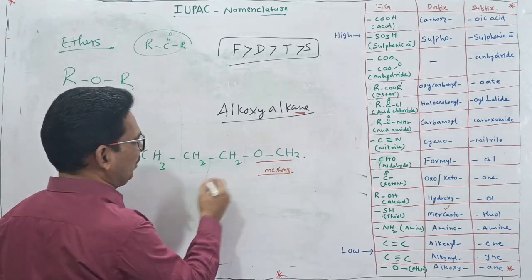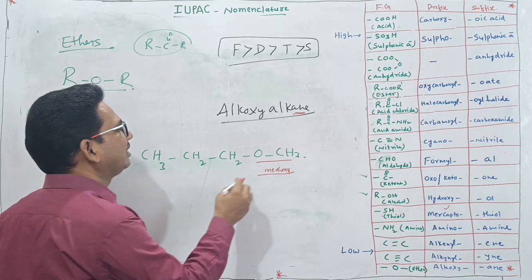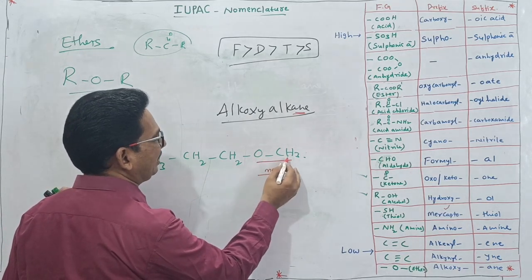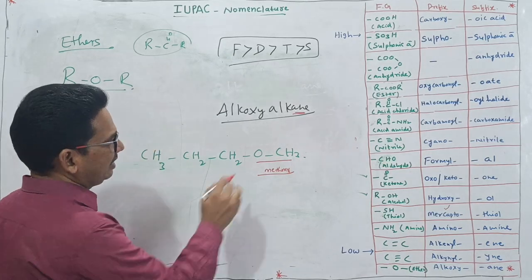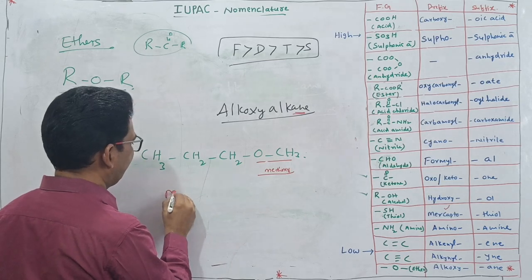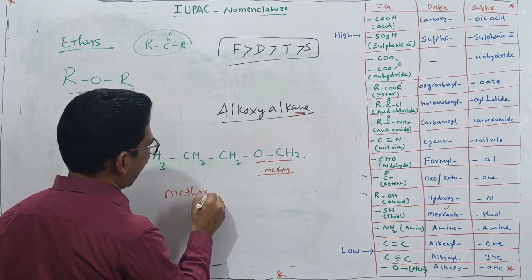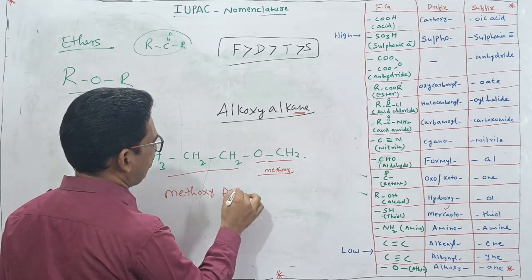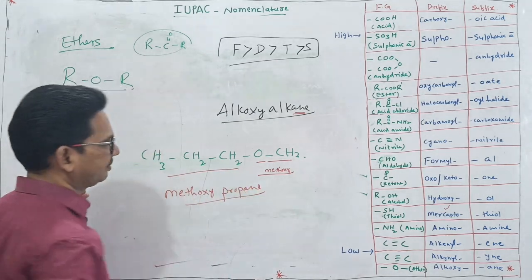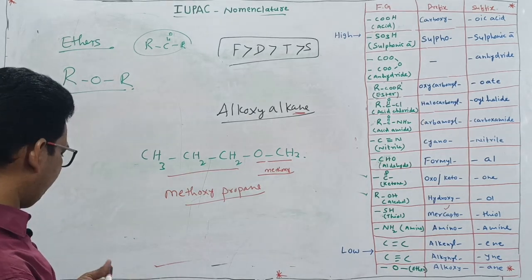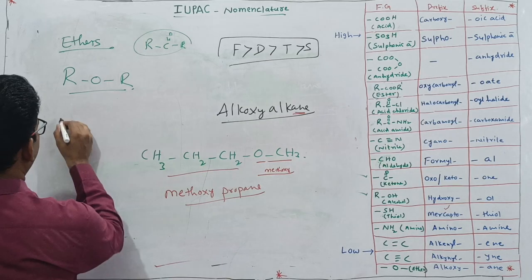Why? The reason I told: the alkoxy we have to choose is the one on the side having fewer carbons. This side 1 carbon, this side 3 carbons. That's why this is the methoxy. That's why according to IUPAC, methoxy, and how many carbons? 3. Methoxypropane. Understand? I hope so. One more example I will give.